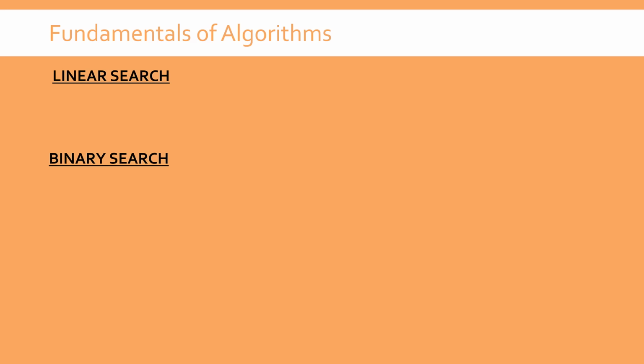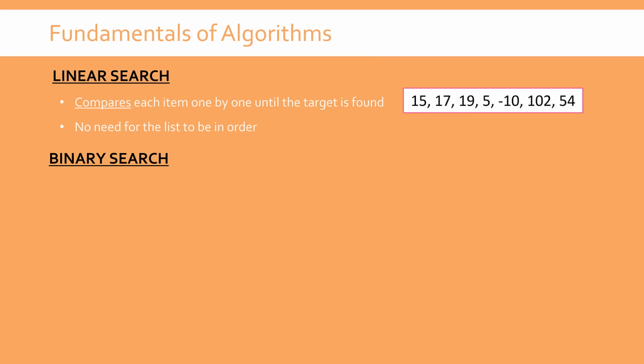A searching algorithm is there to find an item or to see if an item is in a group of items. Linear search is our simplest. Linear search will compare each item in the list one by one until the target item is found or equally not found. Now, crucially, there's no need for the list to be in order to do a linear search.